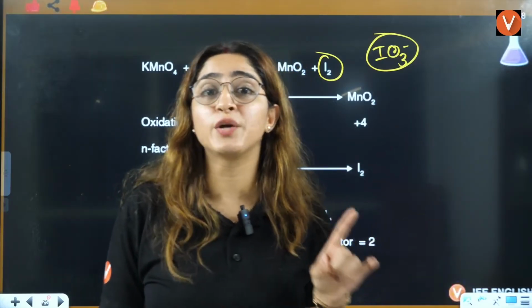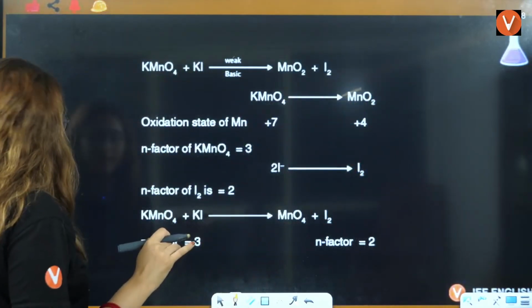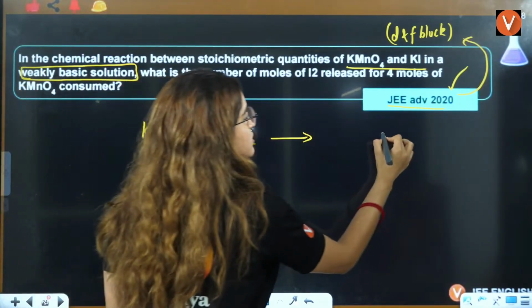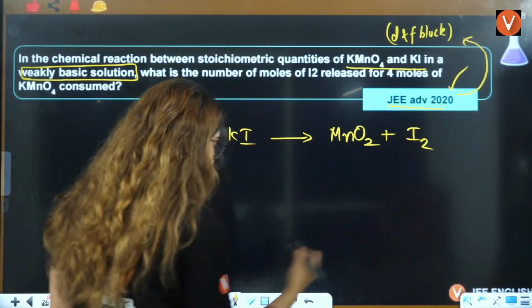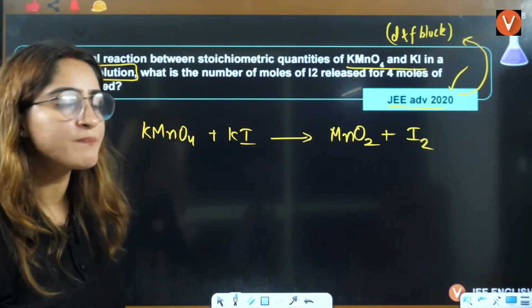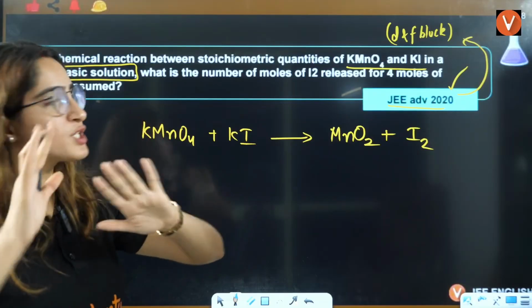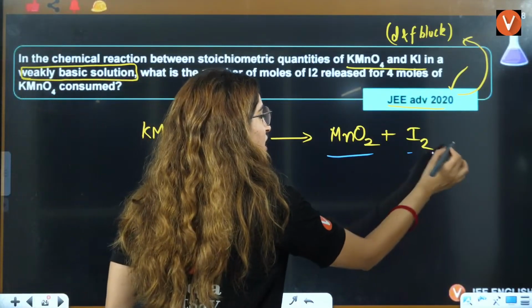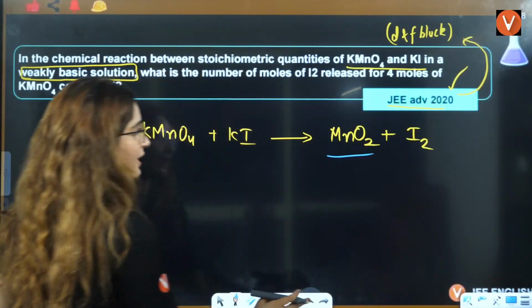That's why it is a JEE Advanced question, okay? Here they have given that this is a weakly acidic solution, so it will be MnO2 and this is I2. Now ma'am, how do I know the reaction? This is from the d and f block, we know the reaction. If they have given us a weakly acidic solution, then things will be totally changed. This will change, that you will study in your d and f block, right?